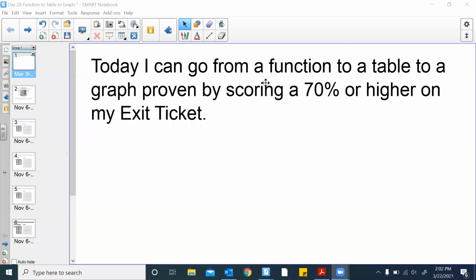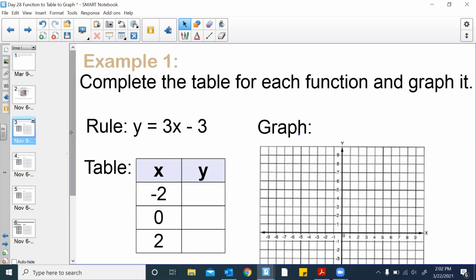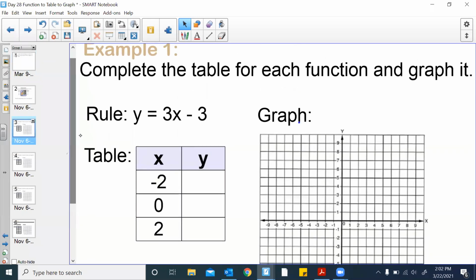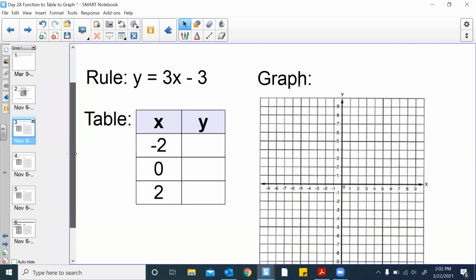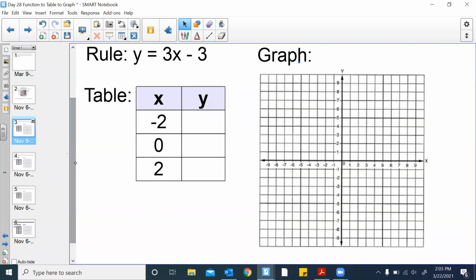So today we're going to go from a function to a table and then to a graph and vice versa. First things first, we're going to complete the table for each function and then graph it. The first step is really going to be doing substitution.